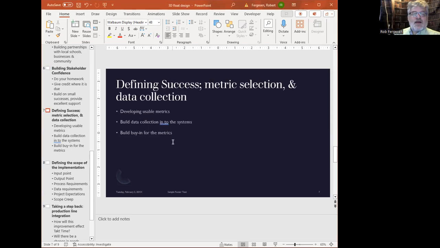So next area is defining success. So we're going to talk about metrics. Metrics are another key area. Developing usable metrics is a critical process. When I say metrics, I simply mean it's a measurement of something that's going on in the shop floor right now. A typical metric might be parts per hour.